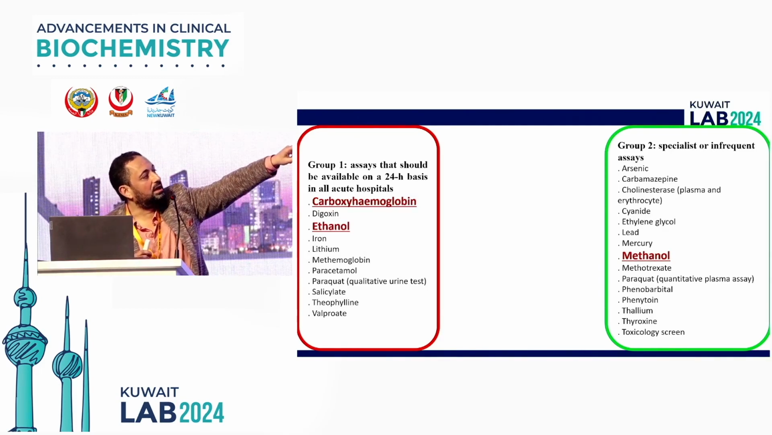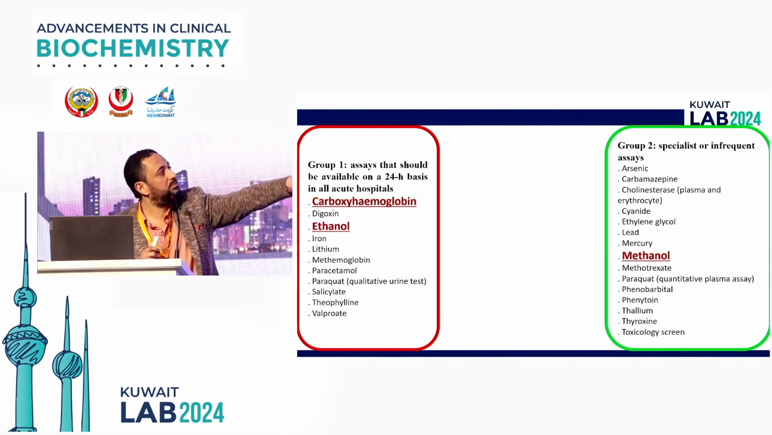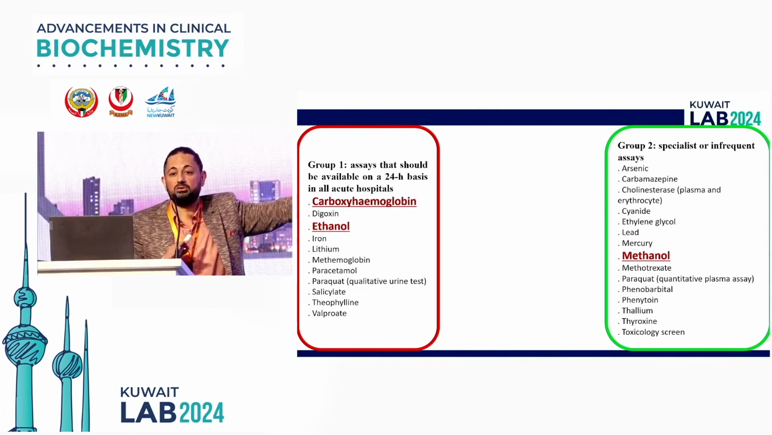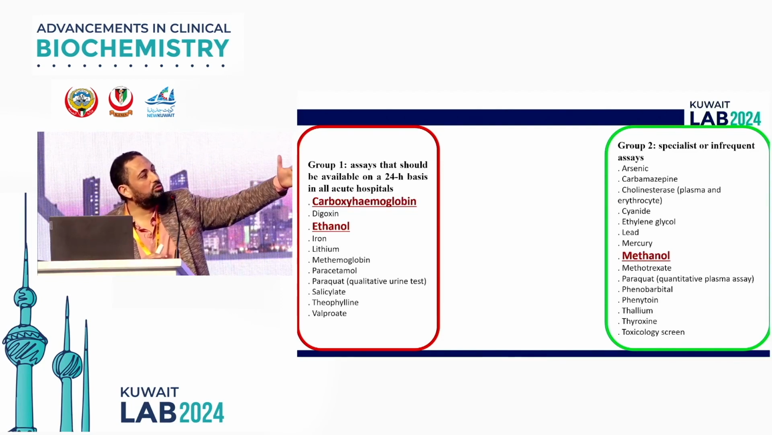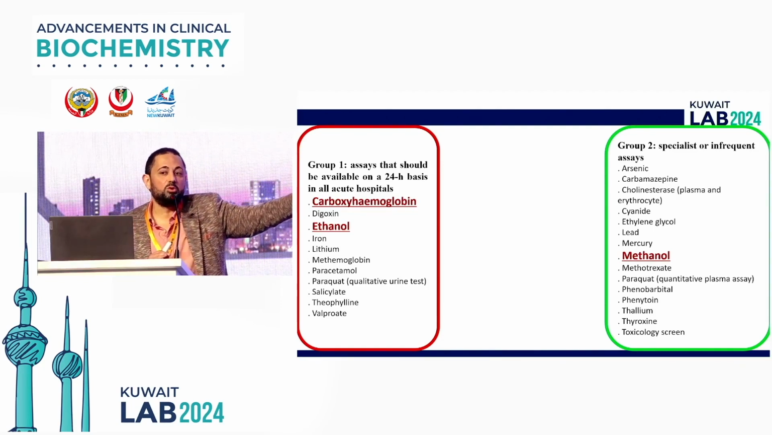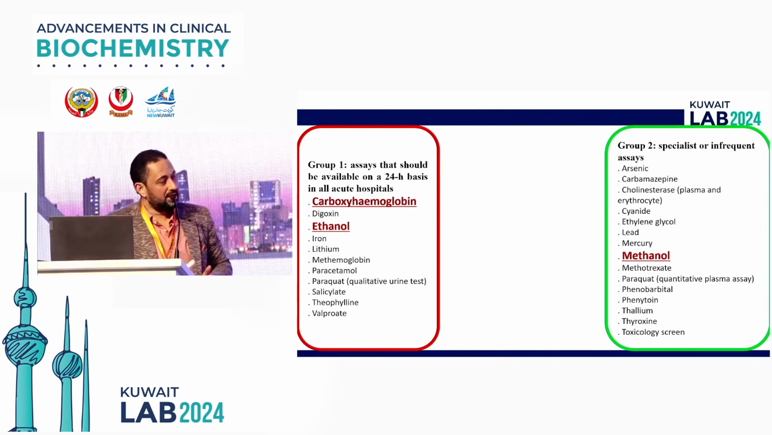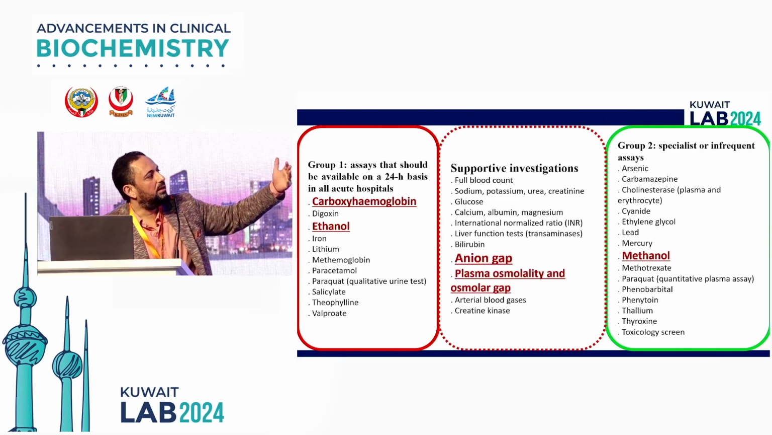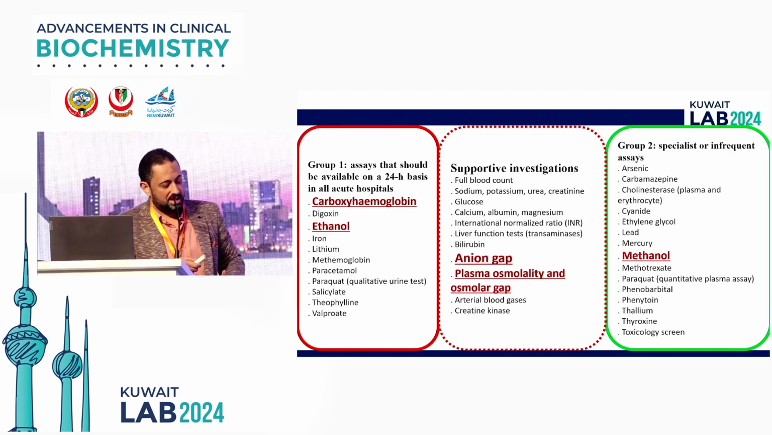Like carbamazepine should be in group 1, available 24 hours with a turnaround time of maybe 1 or 2 hours, because we have seen a lot of cases of carbamazepine in Kuwait Poison Control Center, okay? There is another form of investigation, supportive investigations, like full blood count, electrolytes, liver function test, INR, bilirubin, anion gap, plasma osmolality, and osmolar gap, okay?